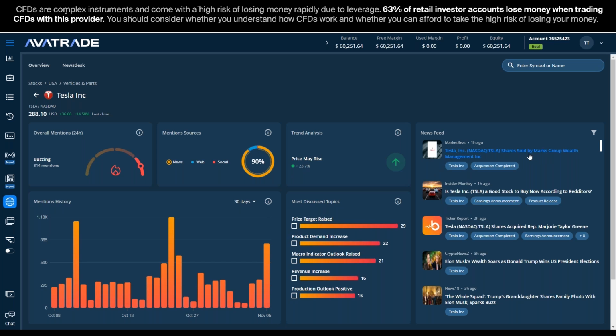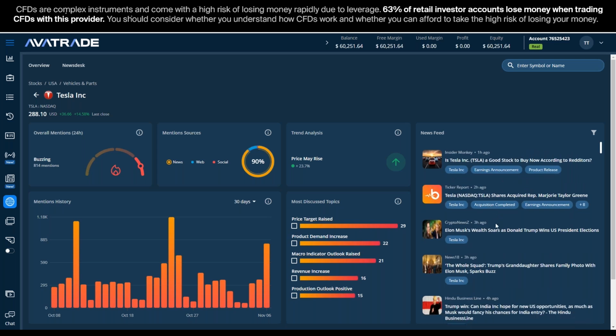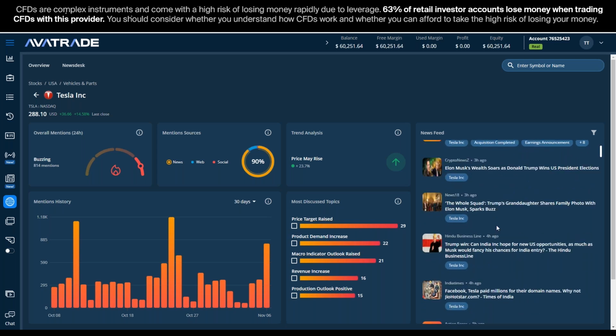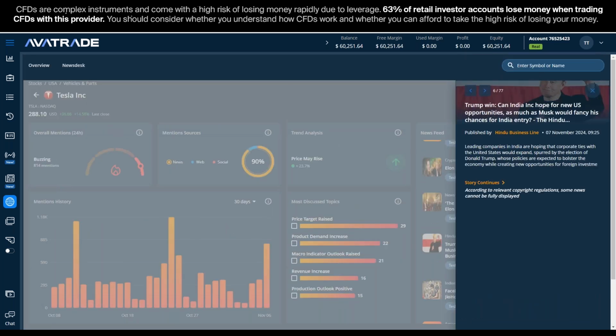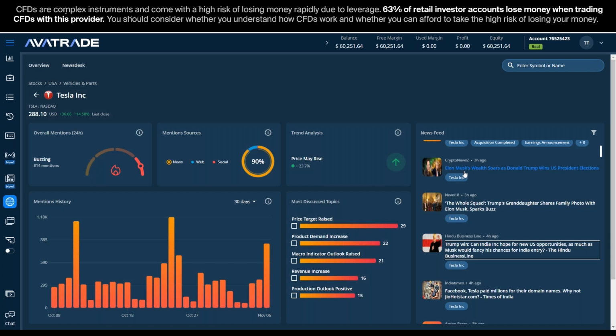Tesla articles are found over here, articles that mention Tesla, and you can read through any number of these articles to see if you can pull any information that can help you decide whether you trust this trend analysis or not. So the articles can be found just by clicking on them. And if I wanted to read this article, there's a synopsis, a little summary of it, and I can also get the whole article by clicking on Story Continues. So very easy to find the latest fundamental news.